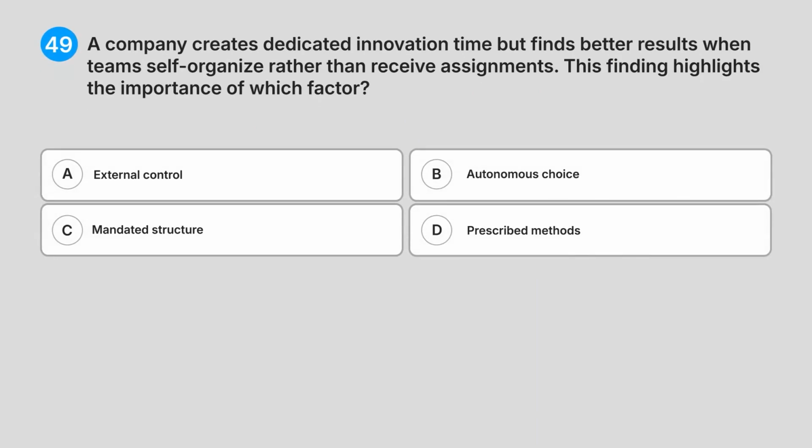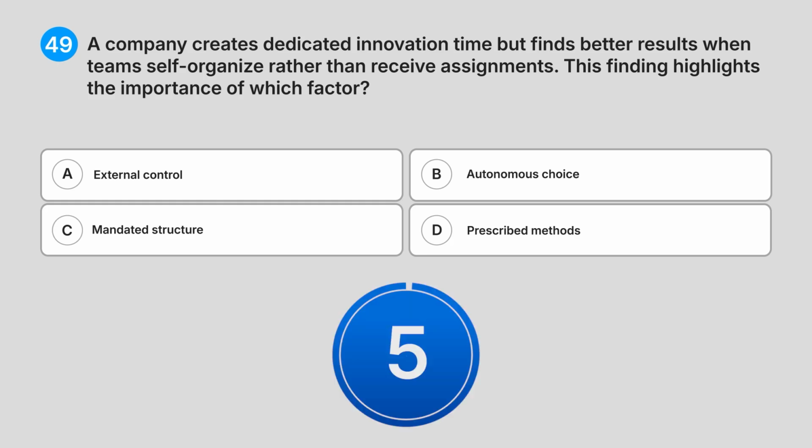49. A company creates dedicated innovation time, but finds better results when teams self-organize rather than receive assignments. This finding highlights the importance of which factor? A. External control. B. Autonomous choice. C. Mandated structure. D. Prescribed methods. Do you know the answer?